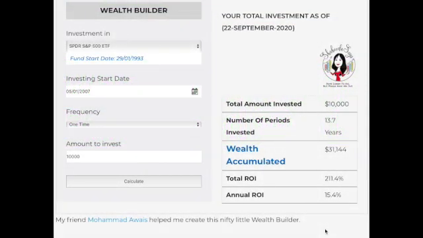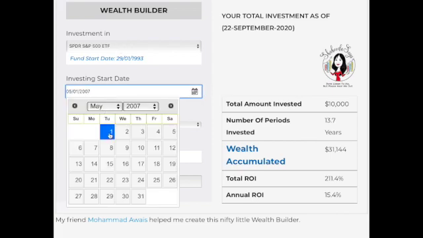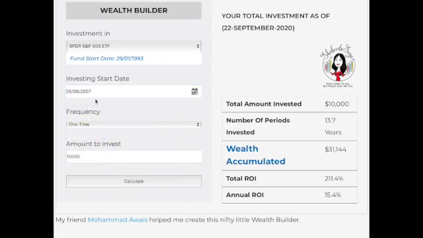Let's do a few more examples quickly. Let's say in the Spider S&P 500 ETF, we start investing from just before the crash, let's say from May 8th, 2007, and we'll choose frequency one time, and we'll put $10,000, and let's calculate. Today, we would have nearly $29,000 at an annual average ROI of 14.3%. And remember, today is 22nd September.